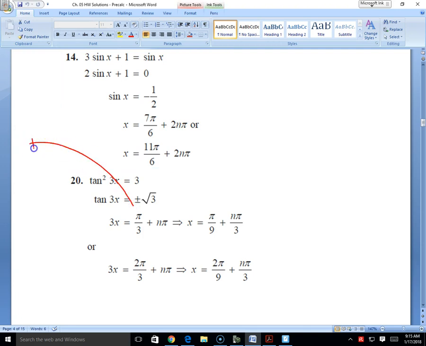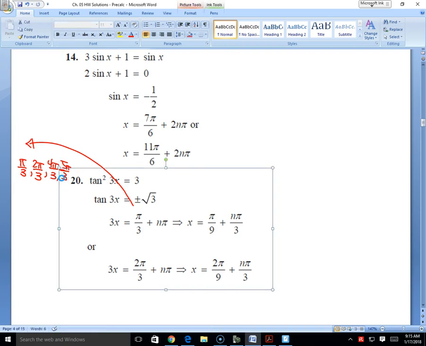You could have also written this answer like, let's see, tangent would have equaled plus or minus square root of 3 at pi over 3, 2 pi over 3. It would have been in every quadrant. 4 pi over 3, 5 pi over 3.